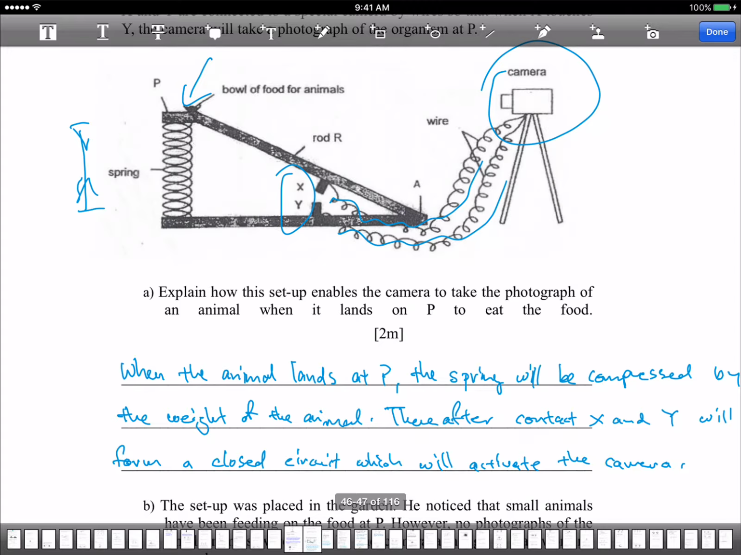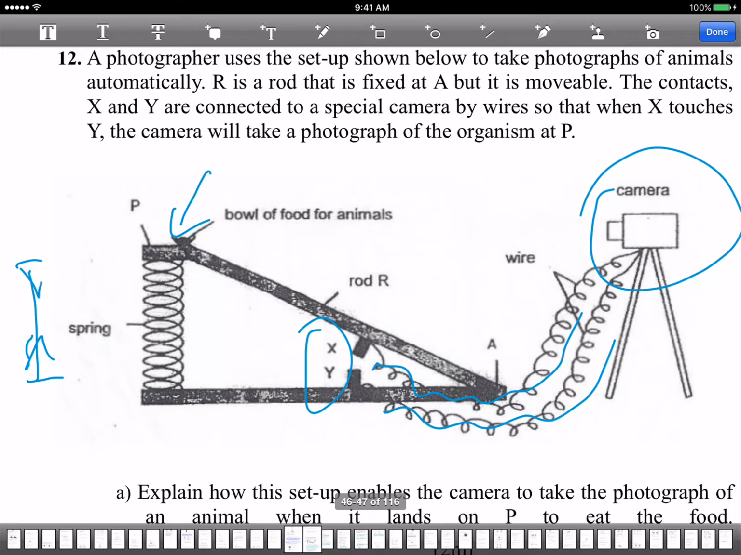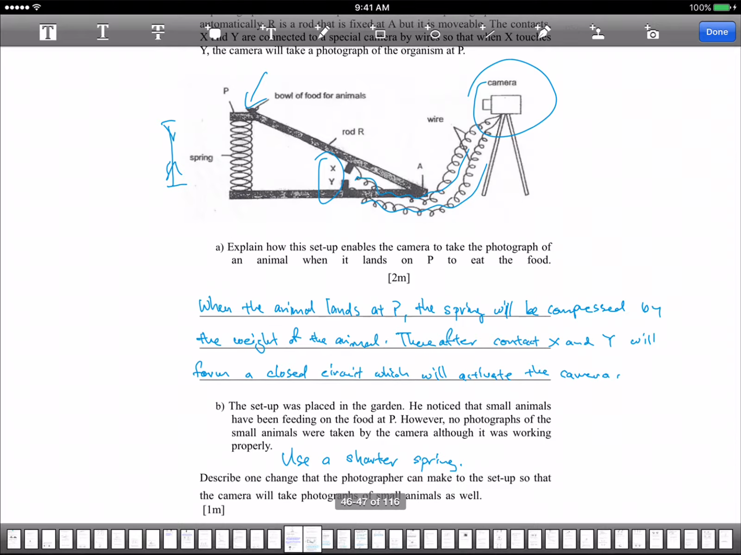In the new scenario, they say there are little animals. Now they're trying to catch big animals, but instead of big animals, they become little animals, like ants. The ant comes. Then will the whole thing come down because of an ant? No, right? So why? The mass. Yeah, the mass is too little to cause the spring to go down. Okay, so that's the reason, right? It's too small.